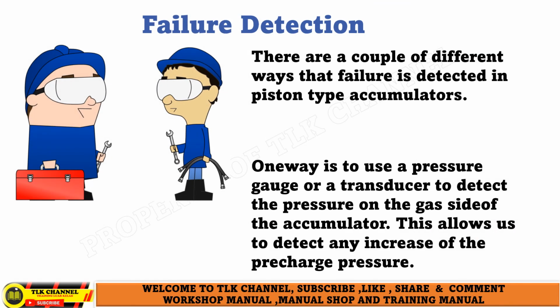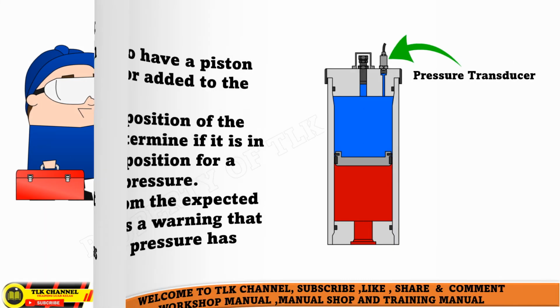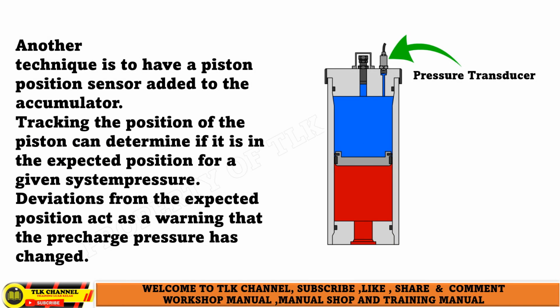Failure detection. There are a couple of different ways that failure is detected in piston-type accumulators. One way is to use a pressure gauge or a transducer to detect the pressure on the gas side of the accumulator. This allows us to detect any increase of the pre-charge pressure. Another technique is to have a piston position sensor added to the accumulator. Tracking the position of the piston can determine if it is in the expected position for a given system pressure. Deviations from the expected position act as a warning that the pre-charge pressure has changed.